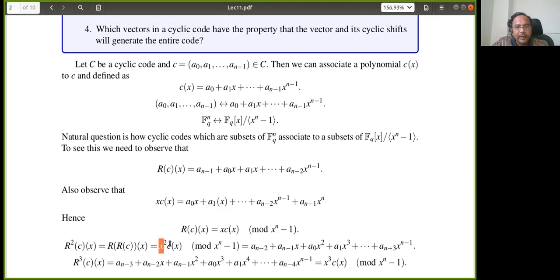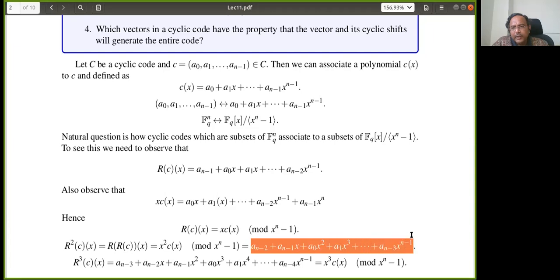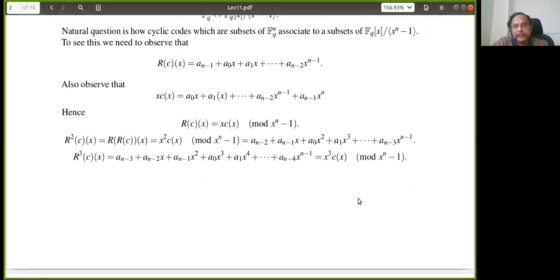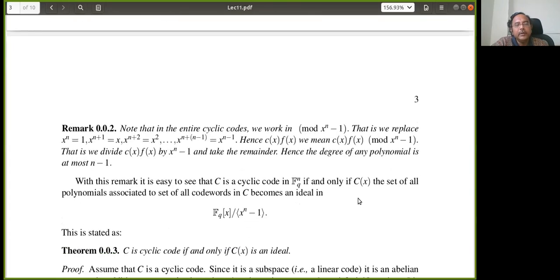I am multiplying C of x by x square, but I am doing it modulo x power n minus 1. Then I will get a_{n-2}, a_{n-1} x, a_0 x square and so on. I hope it is clear. Like that I am doing, so R cube of C of x. I hope it is clear to all of you.